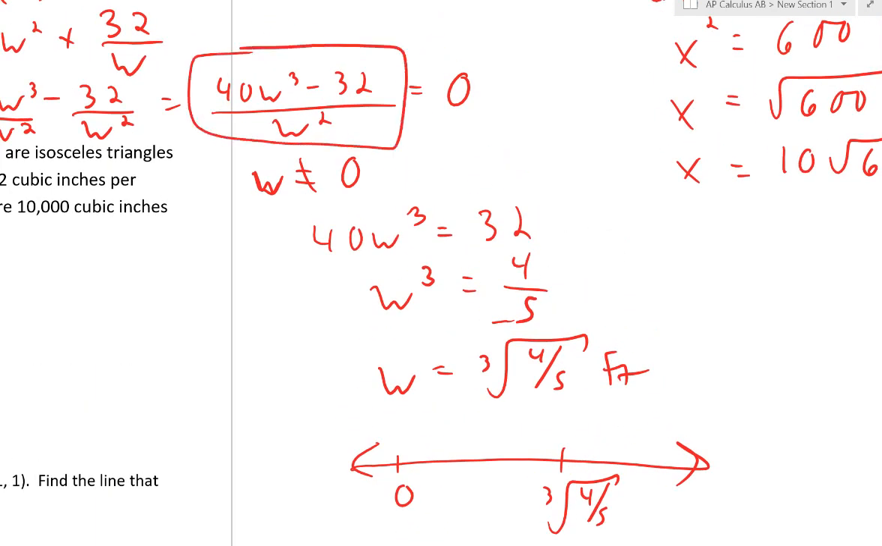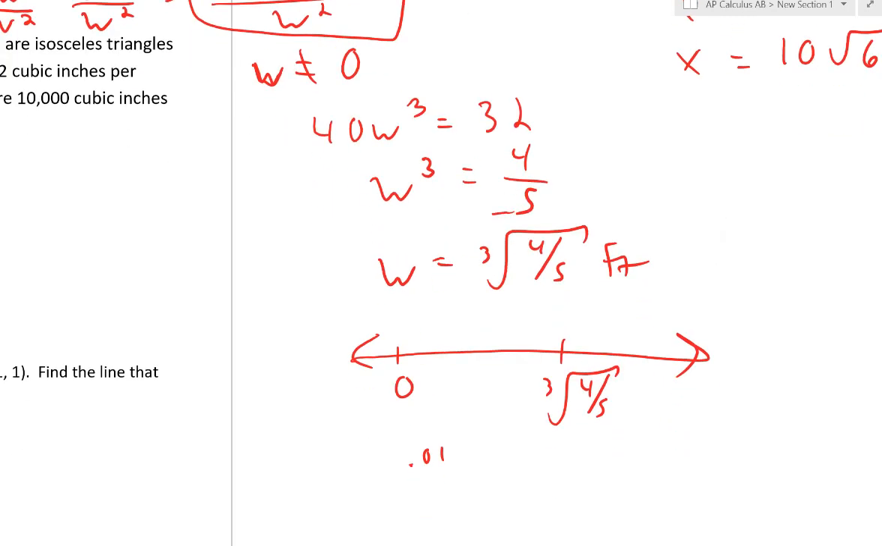Okay, if I multiply 40 by 0.01 cubed, whether you know it or not, exactly what it is, it's going to be very small. So when you subtract 32, that's going to be a negative number. And then when you divide it by W squared, which is positive, we have a negative divided by a positive, which makes this negative, which means the cost is decreasing if W is increasing in this interval.